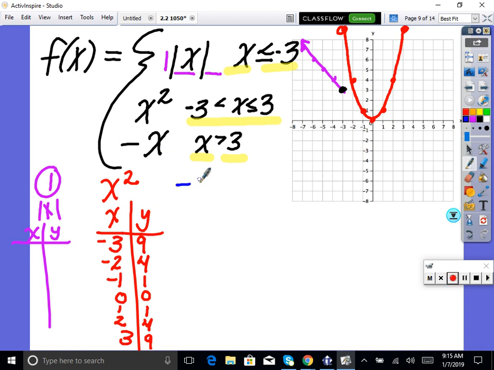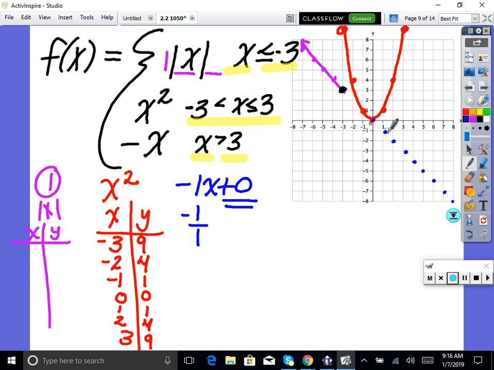Negative x is negative 1x plus 0, so my y-intercept is 0. Just putting dots. My slope is negative 1 over 1, down 1 over 1. So watch what I do. Go down to the right one. Down 1 over 1, down 1 over 1, down 1 over 1.